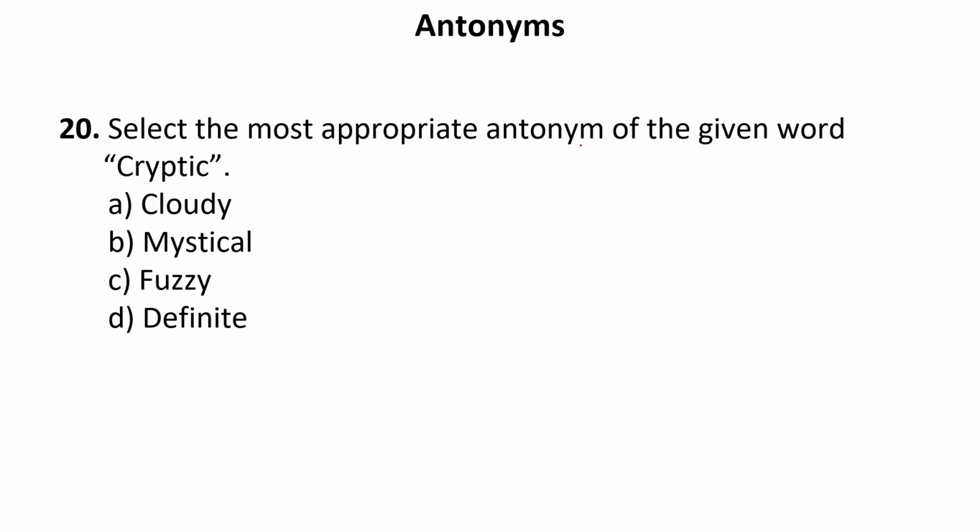Now, let us move to the next one. Select the most appropriate antonym of the given word, that is cryptic. Now, cryptic means when something is mystic. So, cloudy, mystical, and fuzzy, these can be the synonyms. But definite, this is the correct answer because we know what is definite. But which is cryptic, it means it is just imagination. So, the correct answer is D.